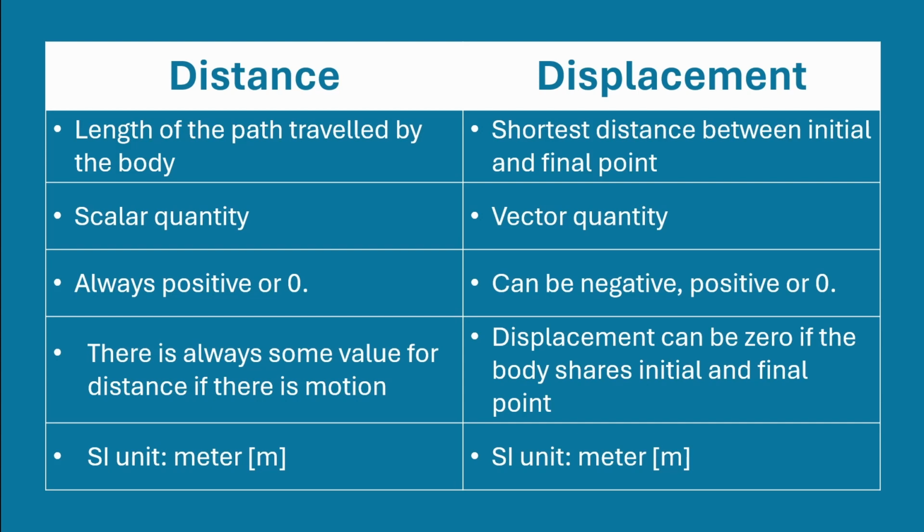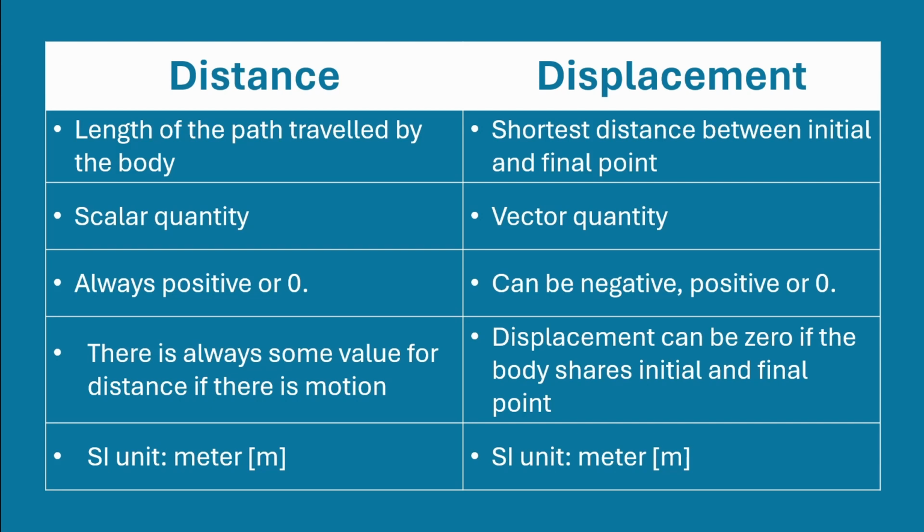This table will give you an idea of the differences between distance and displacement. Distance is the length of the path traveled by the body. Displacement is the shortest distance between initial and final point. Distance is a scalar quantity, that means it has only magnitude and no direction, whereas displacement is a vector quantity. It has both magnitude and direction.